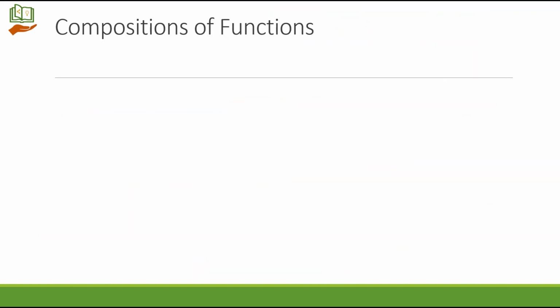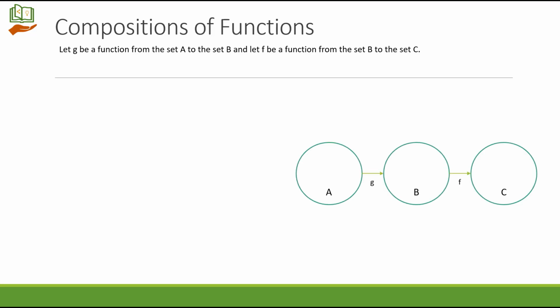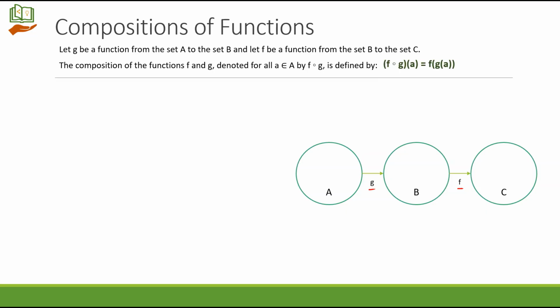Now, let's get into the compositions of functions topic. Let g be a function from the set A to the set B, and let f be a function from set B to the set C. So, there are 3 sets involved. Let's look at it in illustration form. A to B is function g, and B to C is function f. The composition of functions f and g, denoted for all a that belongs to set A by f composite g, is defined by f composite g of a is equal to f of g of a.